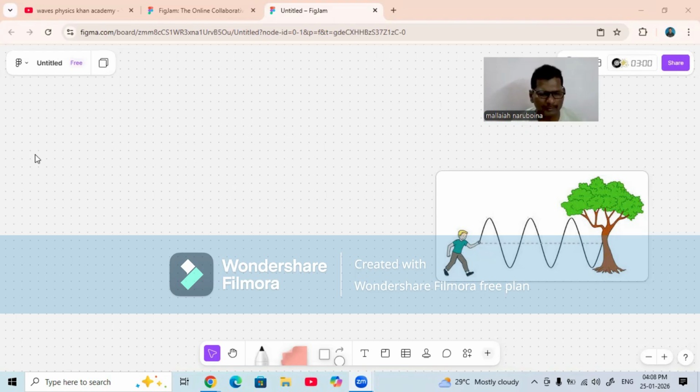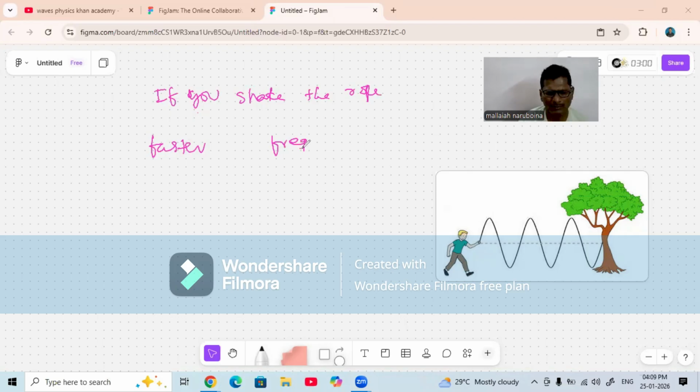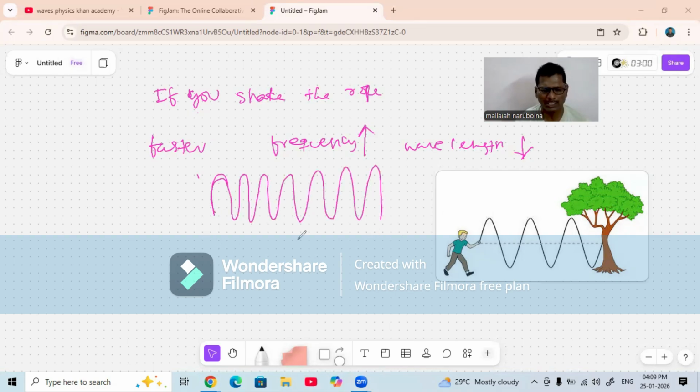If you shake the rope faster, in this case frequency increases, wavelength decreases. Okay, I will explain through this example, through this diagram. If you move the rope up and down very fast, then we have this kind of diagram. See, in 1 second we have many waves. See here, many waves.